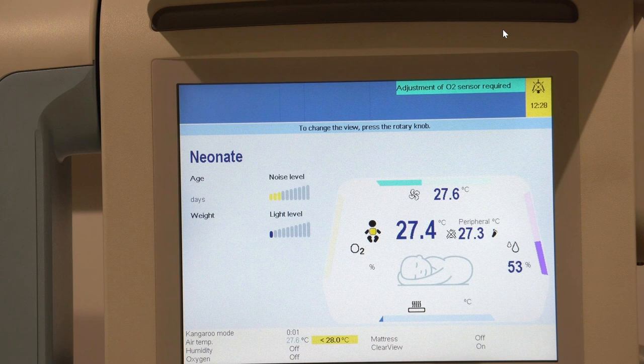So this is basically a short technology insight that I wanted to share with you when it comes to kangaroo care and to the family integration in the NICU. So now I would be happy to open the floor for further questions and see if you have any.